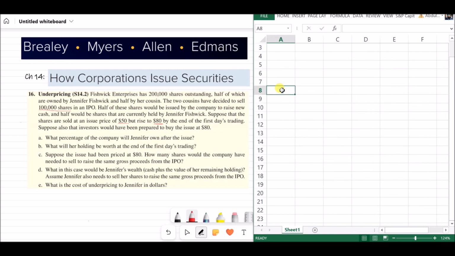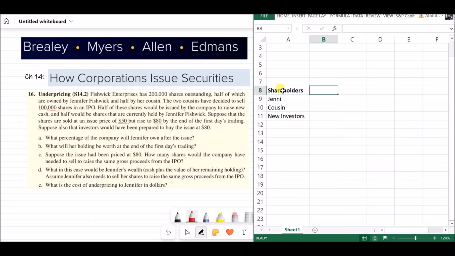So let's make a few columns. First we have shareholders. So who are the shareholders? First we have Jenny, then we have cousin, then we have some new investors. Okay. So then we have their shareholdings.